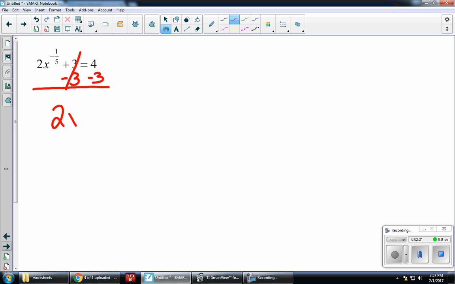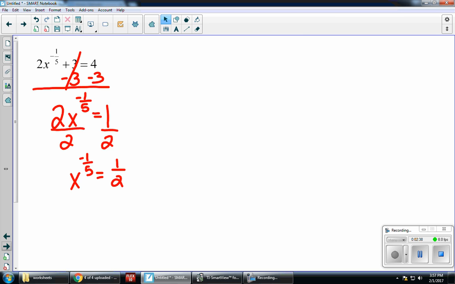So 2x to the -1/5 is equal to 1. I still need that x by itself, so I'm going to divide both sides by 2. So x to the -1/5 is equal to 1/2. And now that my x is isolated, I'm going to raise both sides to the reciprocal power.